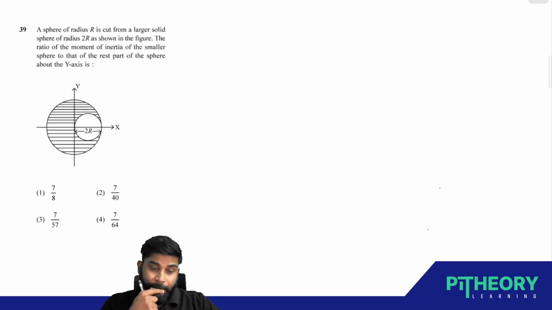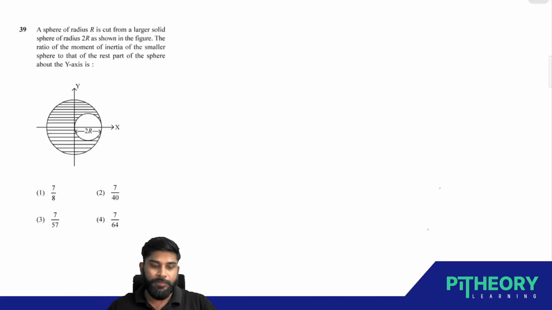Question number 39. We have a sphere of radius capital R cut from a larger solid sphere of radius 2r, as shown in the figure. The ratio of the moment of inertia of the smaller sphere to that of the rest of the sphere about the y-axis, what is it? Again, a classic, very important question from moment of inertia, correct, where we'll be asked to find the moment of inertia by applying the parallel axis theorem.